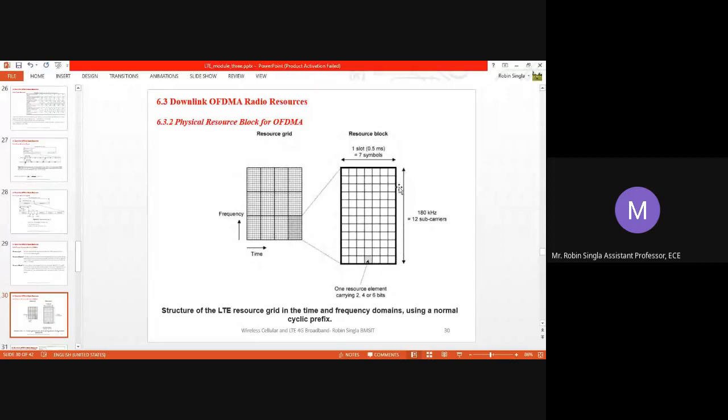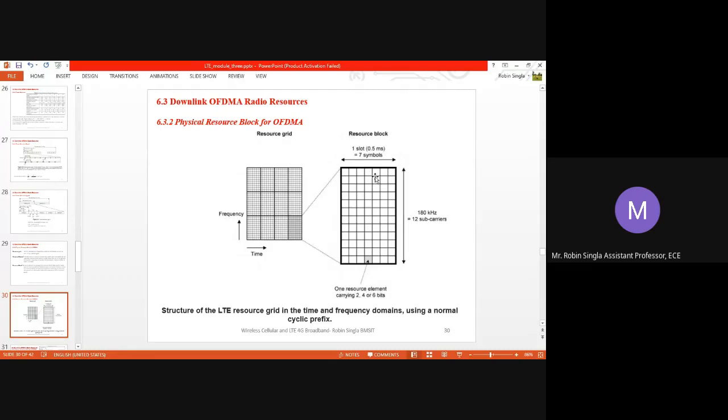And now if we see the frequency domain, this vertical axis, how many blocks will be there? It depends on the difference between two subcarriers, delta F. So for delta F equal to 15 kilohertz, and this total size is 180 kilohertz, we will get 12 subcarriers. So on the vertical side we have 12 blocks, 12 resource elements. So this is how the size of a resource block is defined. Okay, and the smallest unit is the resource element.